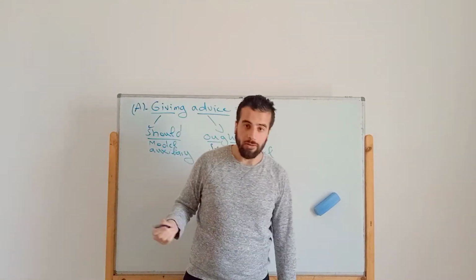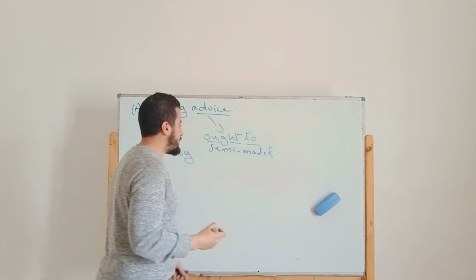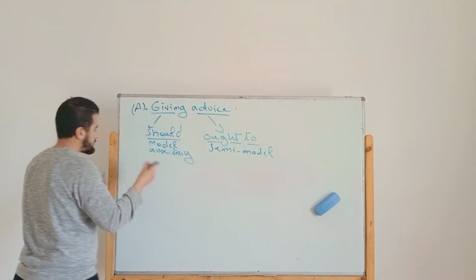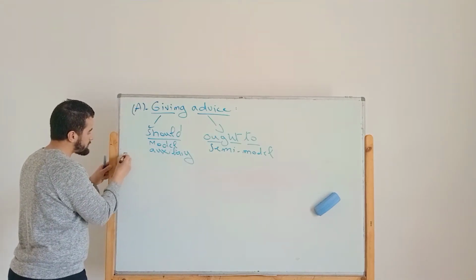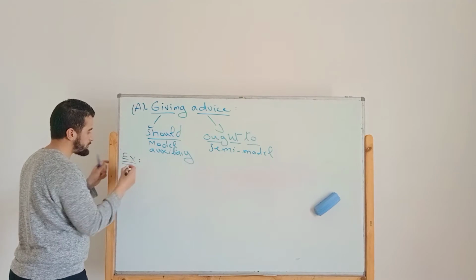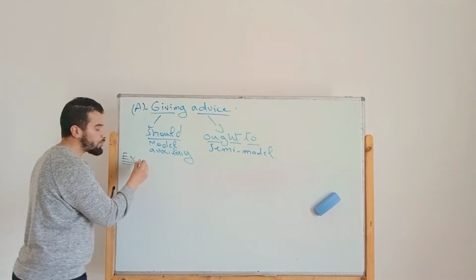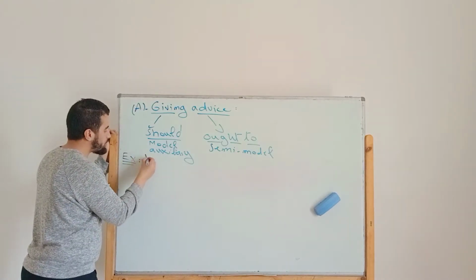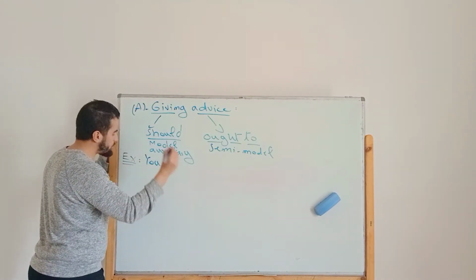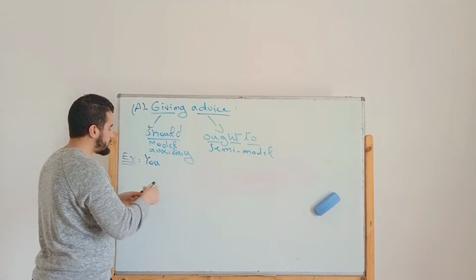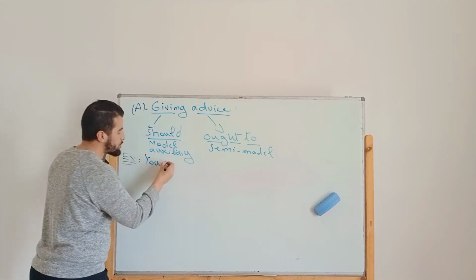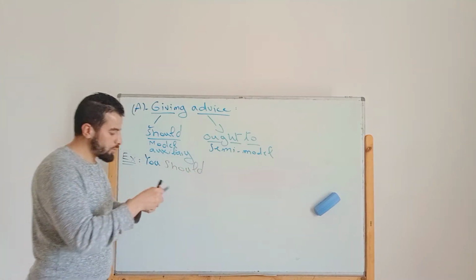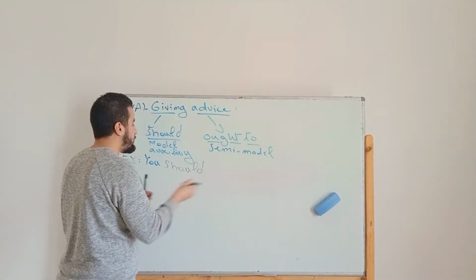Good. So I'm going to provide you with an example so that you have further clarification. Example. We start with the subject, obviously, very easy. And you say you or he or she, as you like. You should do what? You should behave properly.